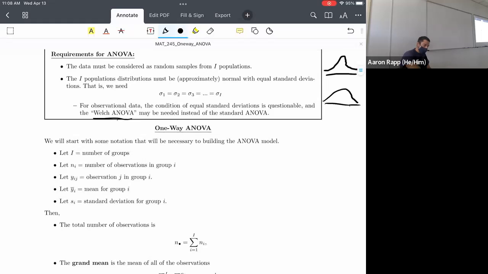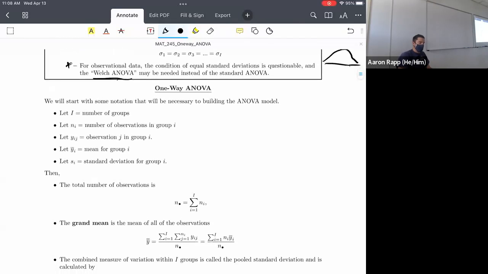And the other reason I put that note there is if you're dealing with observational data, it's almost impossible to actually satisfy that equal standard deviation assumption, right? You cannot be guaranteed that they're going to have the same standard deviation. So if you're wanting to do some ANOVA stuff for your course project, Welch ANOVA is something you're going to want to look into.